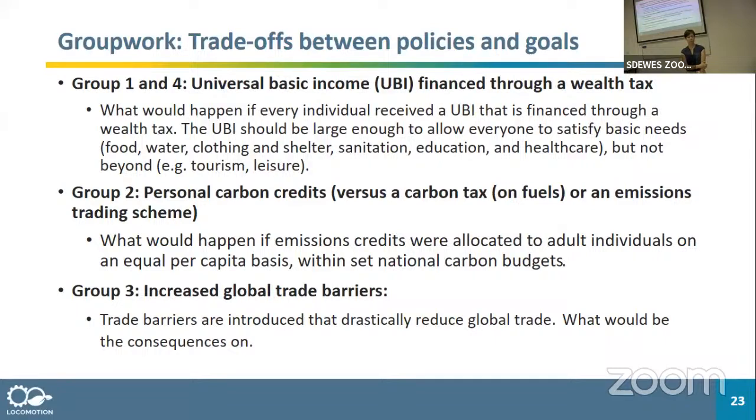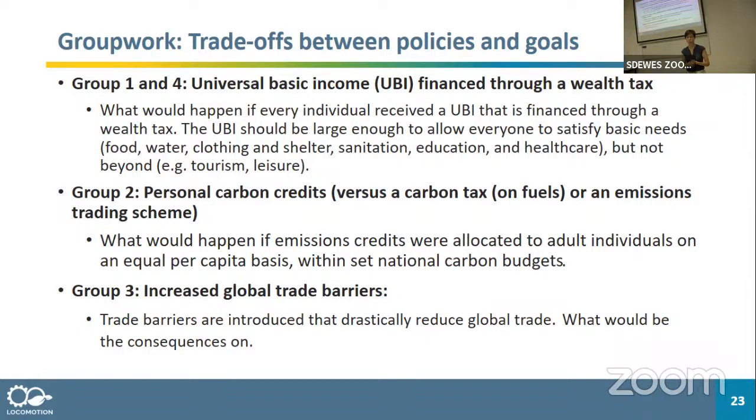The first group, group 1, you are going to work on a universal basic income, which in our case is financed through a wealth tax. So what would happen if every individual received an unconditional universal basic income that is financed through a wealth tax? I'm not giving you more details, so of course everything depends on the extent of the wealth tax, and on how much the basic income is, but I leave it up to you to come up with a convincing story, or a certain scenario. I would suggest that for group 1 you consider that the basic income is large enough to allow everyone to satisfy basic needs, so enough food, water, clothing, and shelter, but not beyond that.